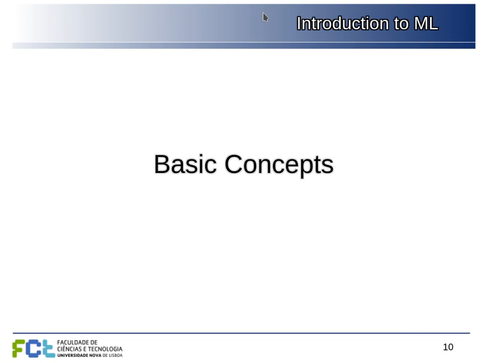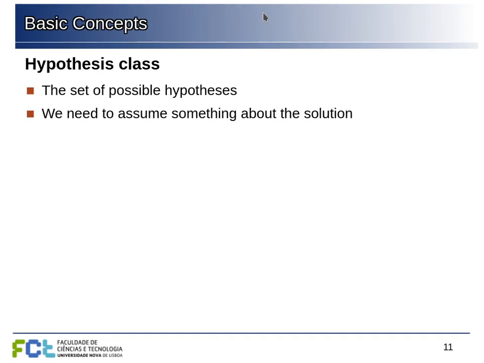Okay, so let's look at some basic concepts in machine learning. We will call the set of possible hypotheses from which we are selecting one specific solution the hypothesis class. And this is something we need to assume about the solution, because when we fix the hypothesis class, we are saying that our solution to our problem will be one of these hypotheses.